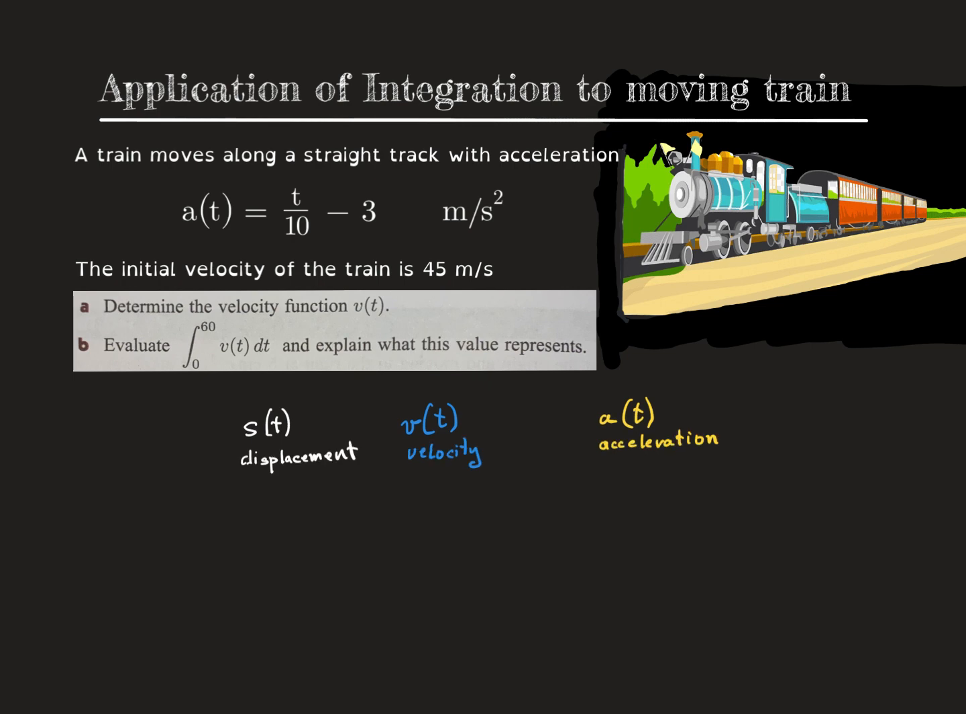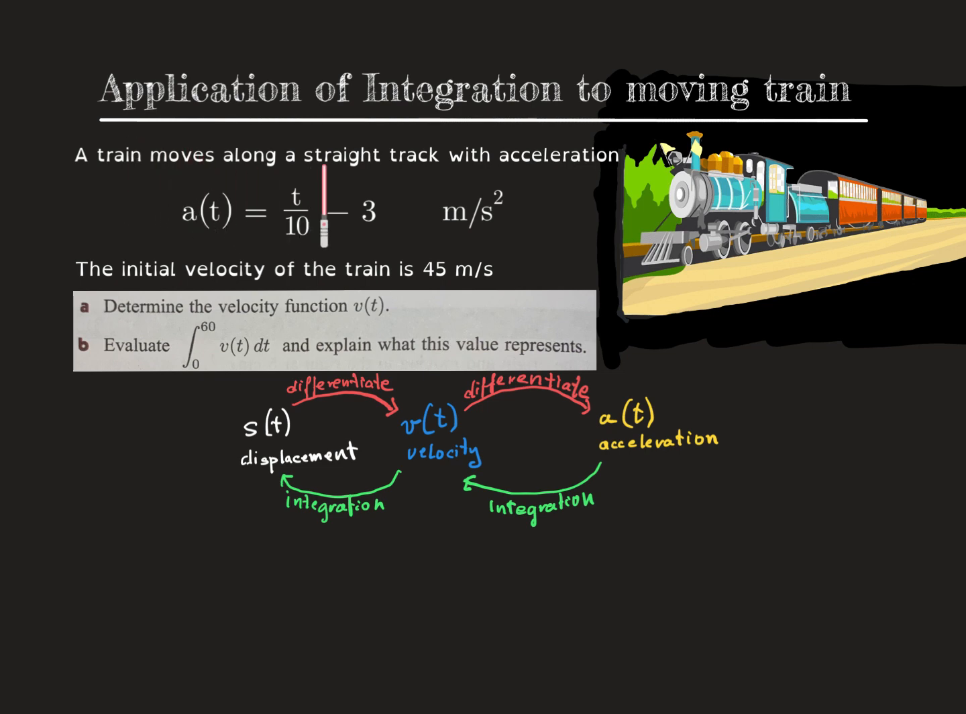So when we want to go from the displacement towards velocity and find the velocity, we need to differentiate. Similarly, we can find acceleration from velocity by differentiation also. And if we want to find the velocity from acceleration, then we do the opposite and we do integration. And if we want to find the displacement from velocity, we'll also need to do integration. Okay, so let's see how this applies to this question.